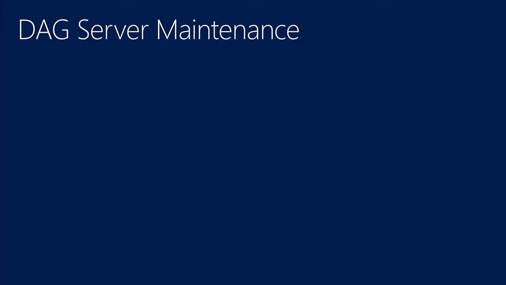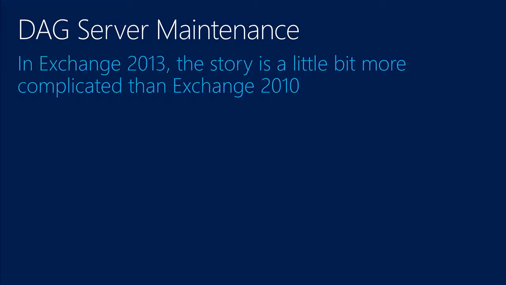And those scripts would basically quiesce the DAG member, move all the active databases off, block it from activation, move the PAM role off if it was the PAM, pause the cluster node so it couldn't re-inherit the PAM, and basically do a whole bunch of stuff to get the server ready for maintenance. So that process is different. The process is a lot more complicated because of the architectural changes.